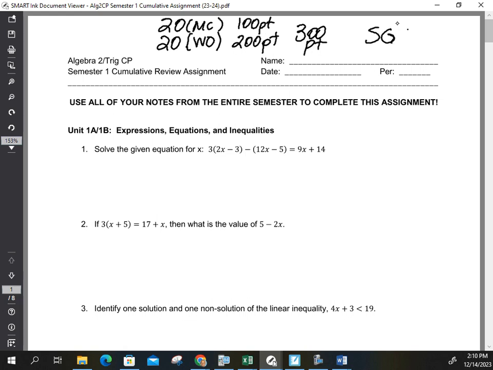The study guide is worth 100. The one that we're getting ready to work on. So essentially, don't do it. That's on you. But then you have no one else to blame.